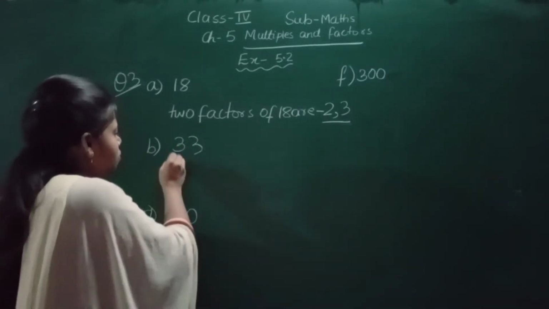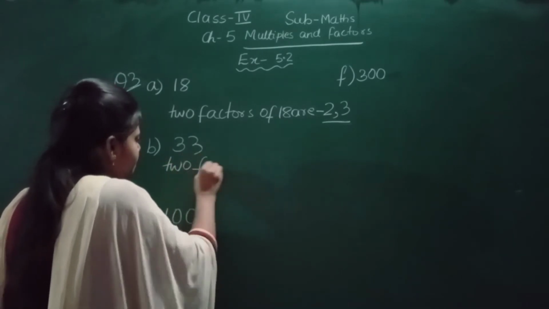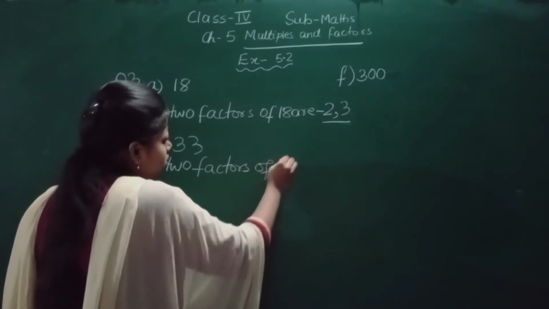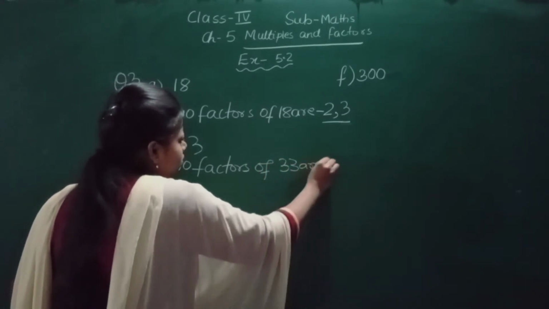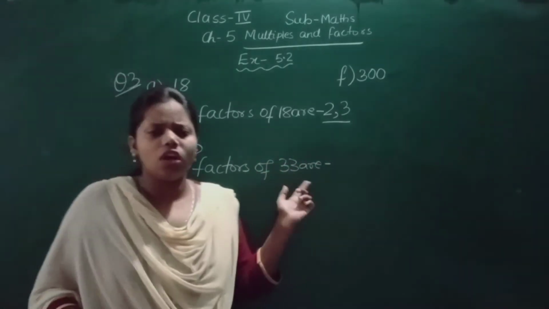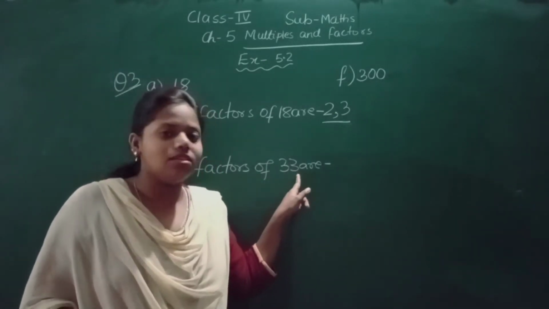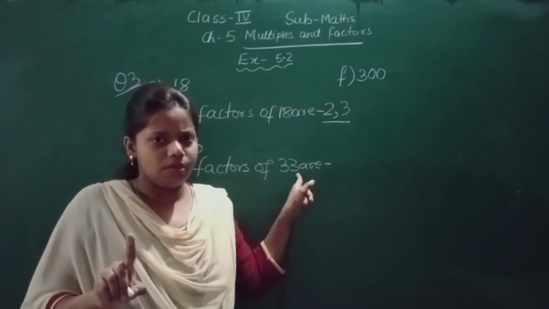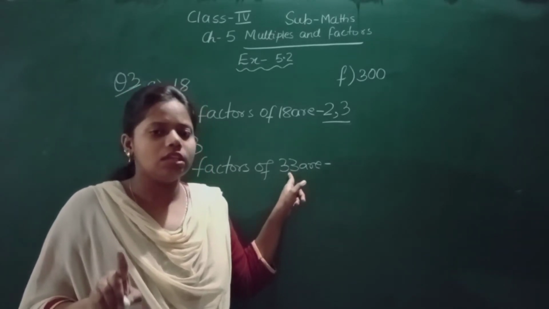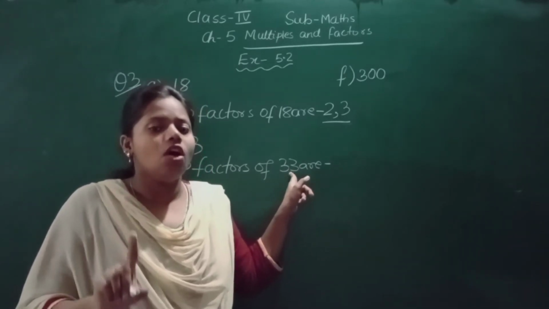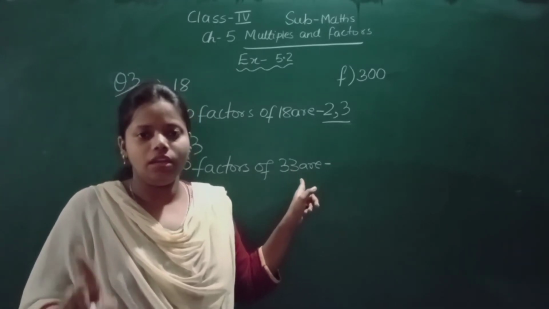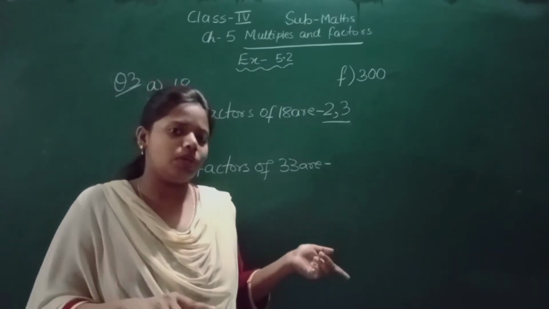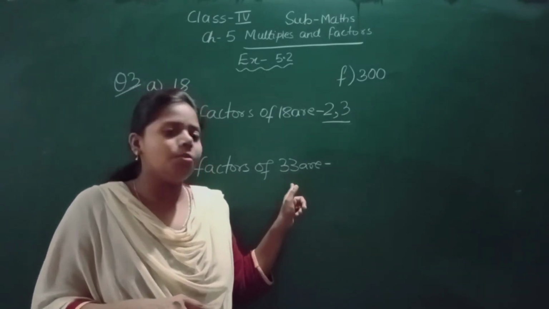Question B: we have to write 2 factors of 33. Now 33 will not come in the 2 table, as you can see the last digit is 3, which is an odd number. It will not come in the 2 table. Will it come in the 3 table? Yes, it will come in the 3 table. If you don't know, you can check by dividing. If you do not get any remainder, that means the number is divisible by that particular number. So this will come in the 3 table.